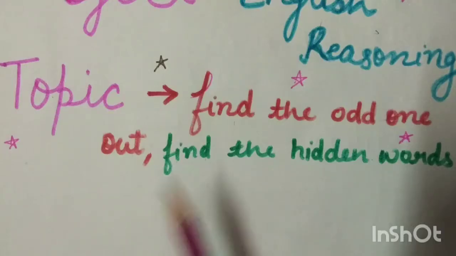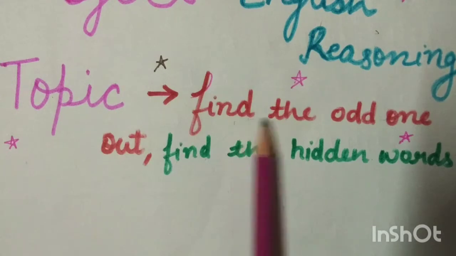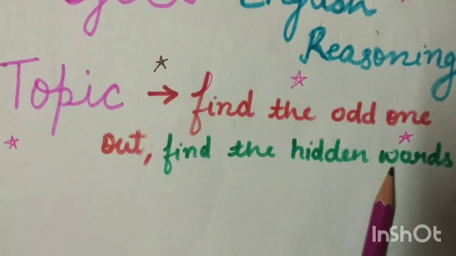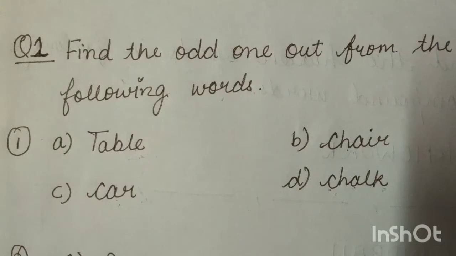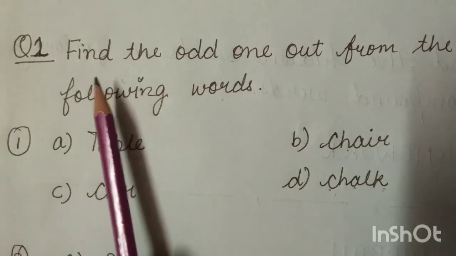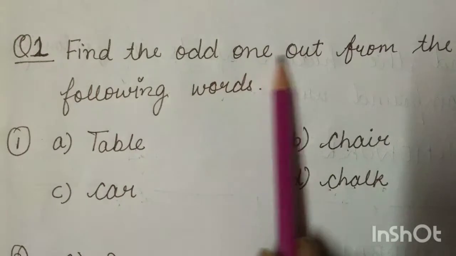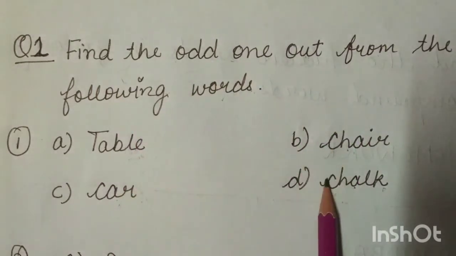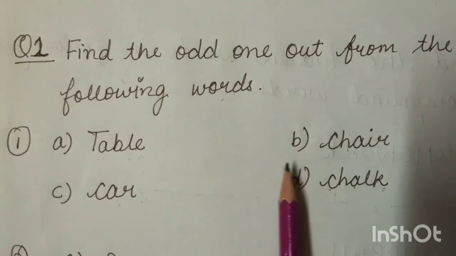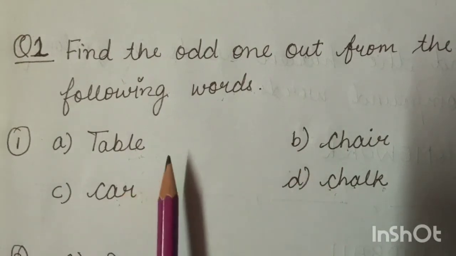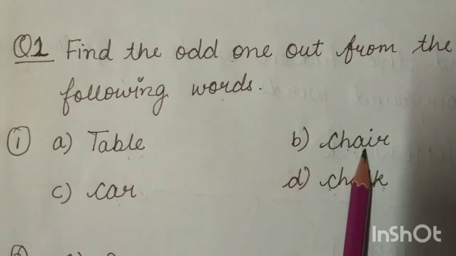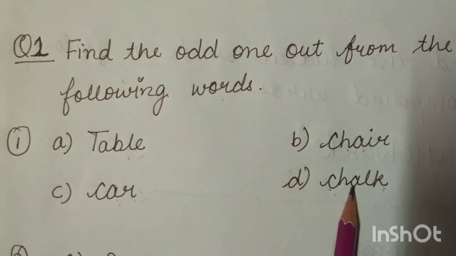The topic we are going to cover in this class is find the odd one out and find the hidden words. So let's begin with our first question. Find the odd one out from the following words. We are given 4 options. We have to find out the different one other than the 3 options. So let's have a look at the options. Table, chair, car and chalk.